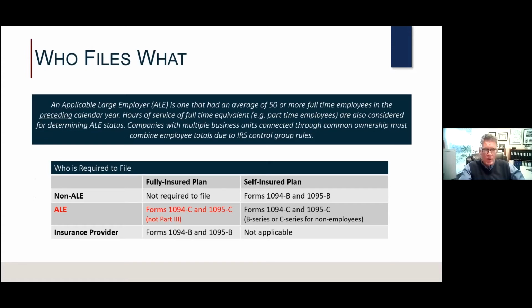Most of you in this room are aware of this. So if you're an applicable large employer, more than 50 full-time employees in the prior calendar year, you're filing forms 1094C and 1095C. I do get questions about what are the insurance companies doing? Don't they do this reporting? The insurance carriers do the B series forms, not the C series forms. So if you are an applicable large employer, your employees are actually likely getting two forms, one from you and one from the insurance carrier.